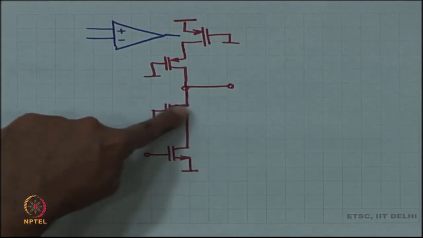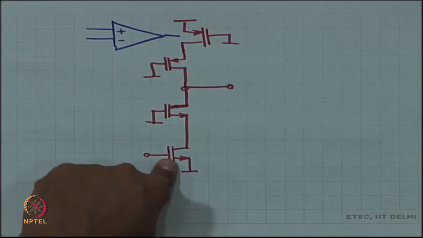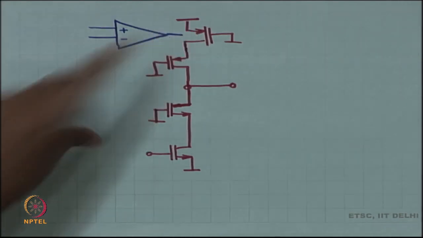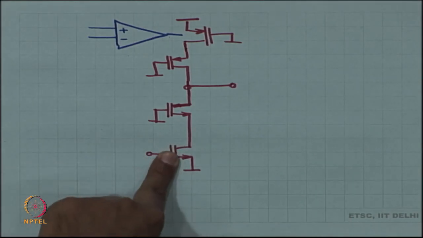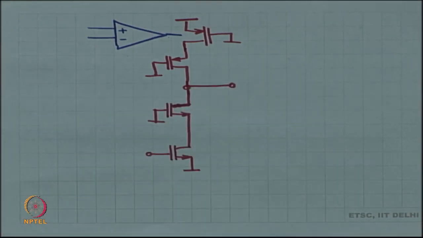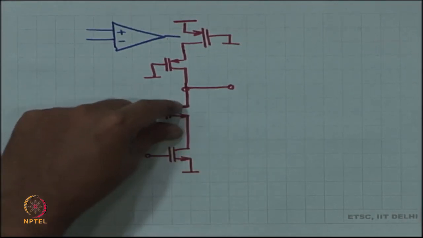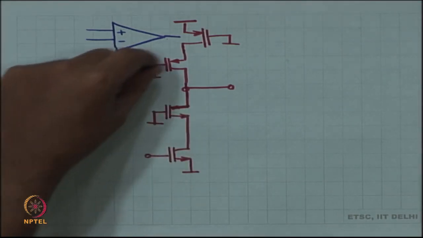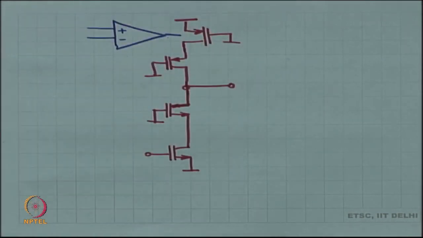Output impedance is Gm of top device times RDS of top device times RDS of bottom device in parallel with Gm of this one, RDS of this one, RDS of this one. That is the output impedance. So, net gain is Gm of NMOS times the output impedance, which is the intrinsic gain of the second device times RDSN in parallel with intrinsic gain of this device times RDSP.